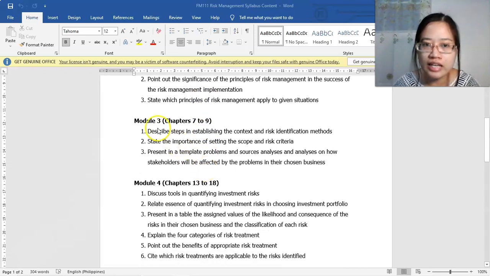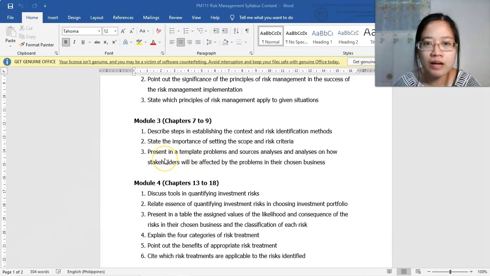And then module 3, we will be covering chapters 7 to 9. Dito, de-describe naman yung context, essentially yung process na mismo ng risk management, and we start with risk identification methods. Tapos, yung scope din, and then the risk criteria, kasi nga it would depend on the organization or the business or the company na mag-i-implement or mag-develop ng risk management plan.